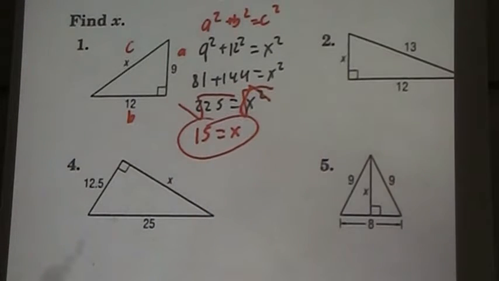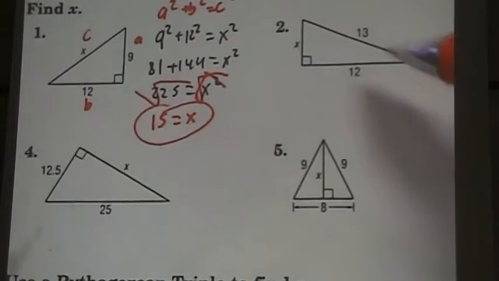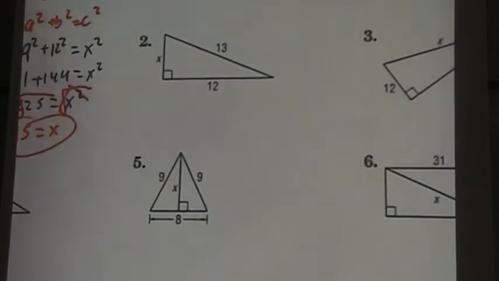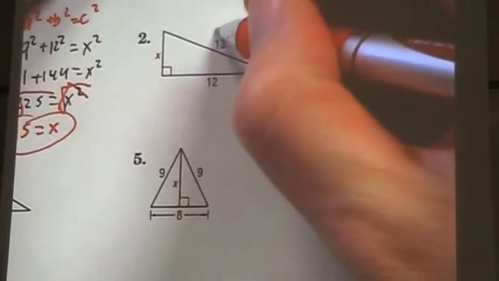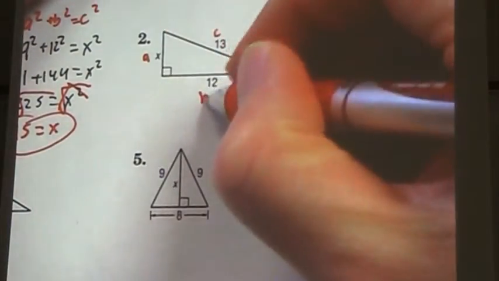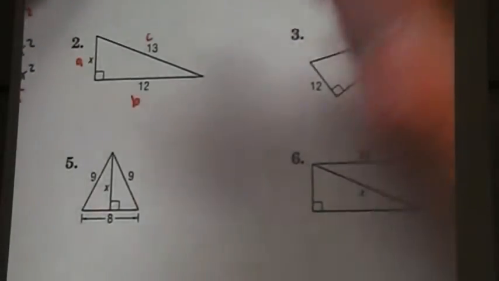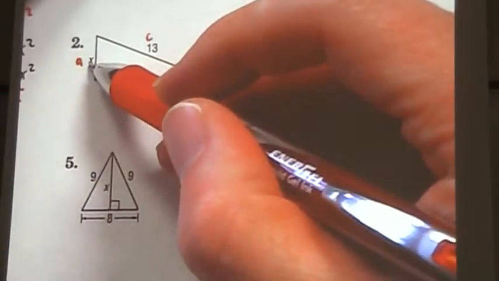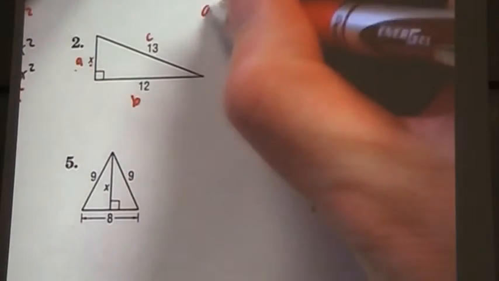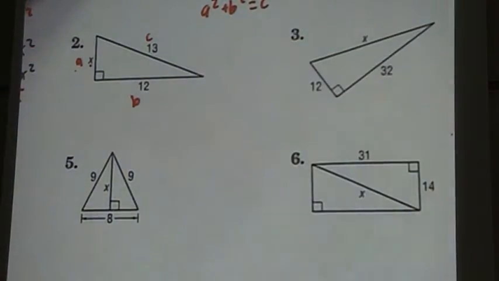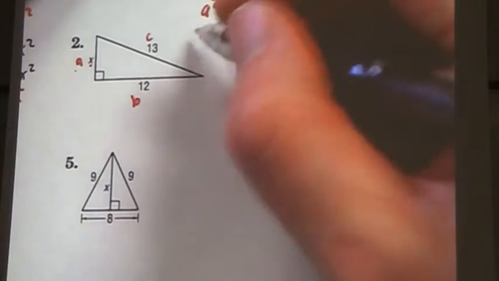Let me do one. I want to do 2, and then I want to do 4. So on 2, C is across from the 90, and B. C might be a number. Again, it's whatever side's across from the 90. Don't always put your x as the C. Here our variable is in the A spot. A squared plus B squared equals C squared. Put your parts in.